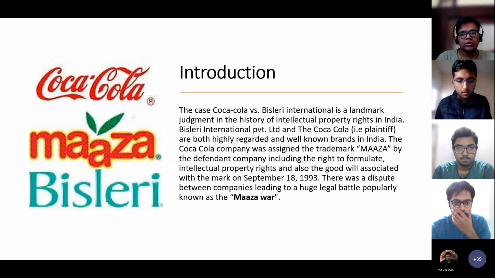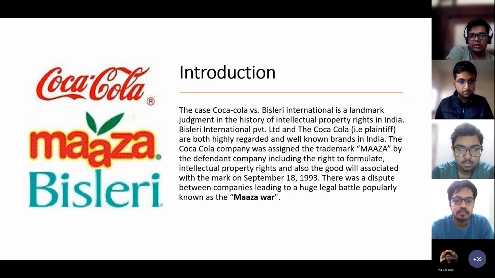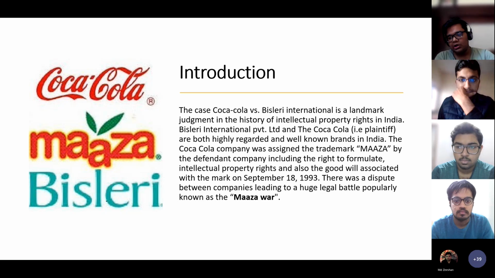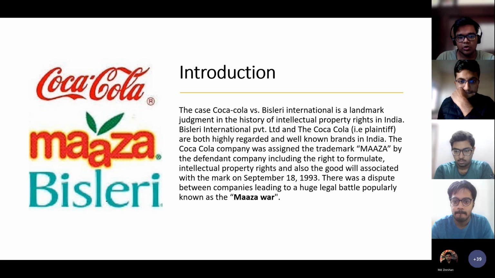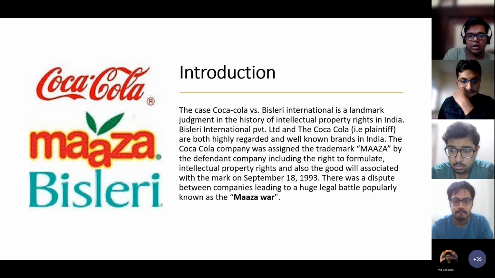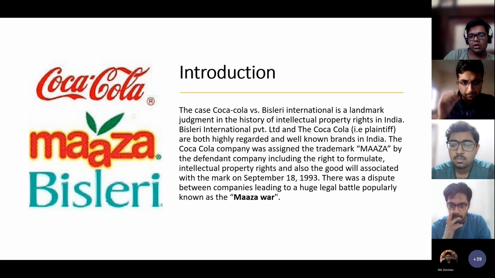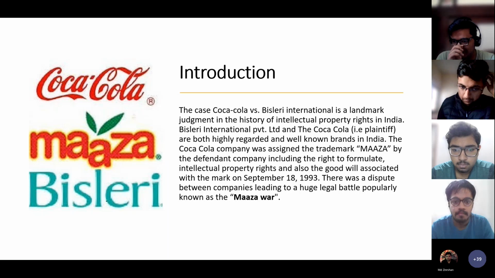Next slide, please. So what happened was the plaintiff, being Coca-Cola, and Maza, both being very big companies, had a dispute over their trademark sold by Bisleri earlier to the Coca-Cola company, Maza. So there was a legal fight over it.